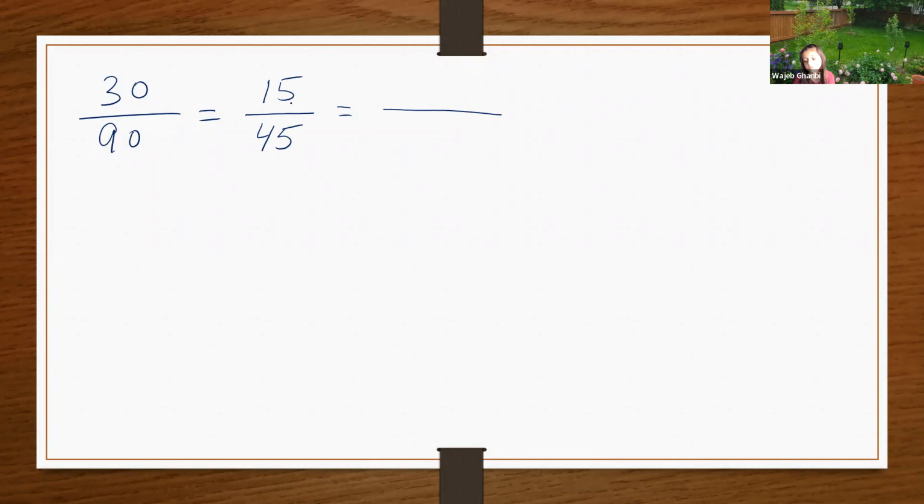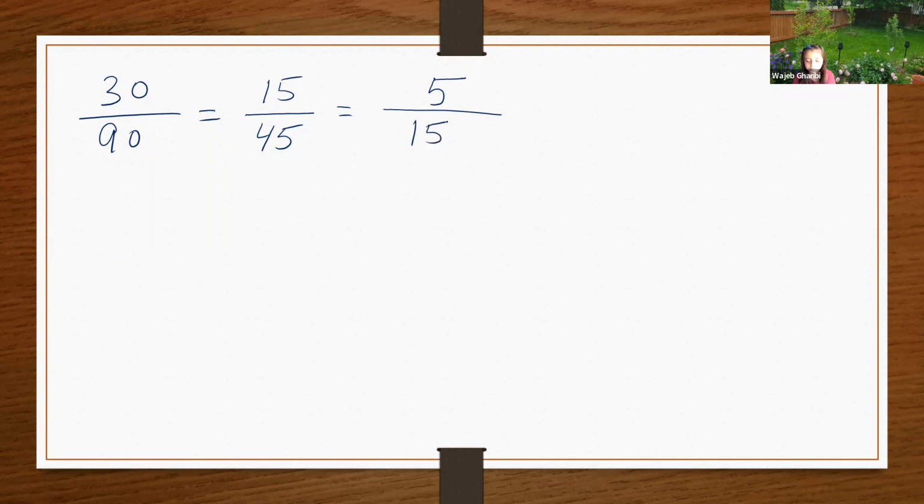And now how about 15 and 45? They are both divisible by 5, because they end in 5, or also they are divisible by 3. Let us go for 3. For example, here we divide 15 by 3 and 45 by 3. 15 divided by 3 is 5. 45 divided by 3 is 15.